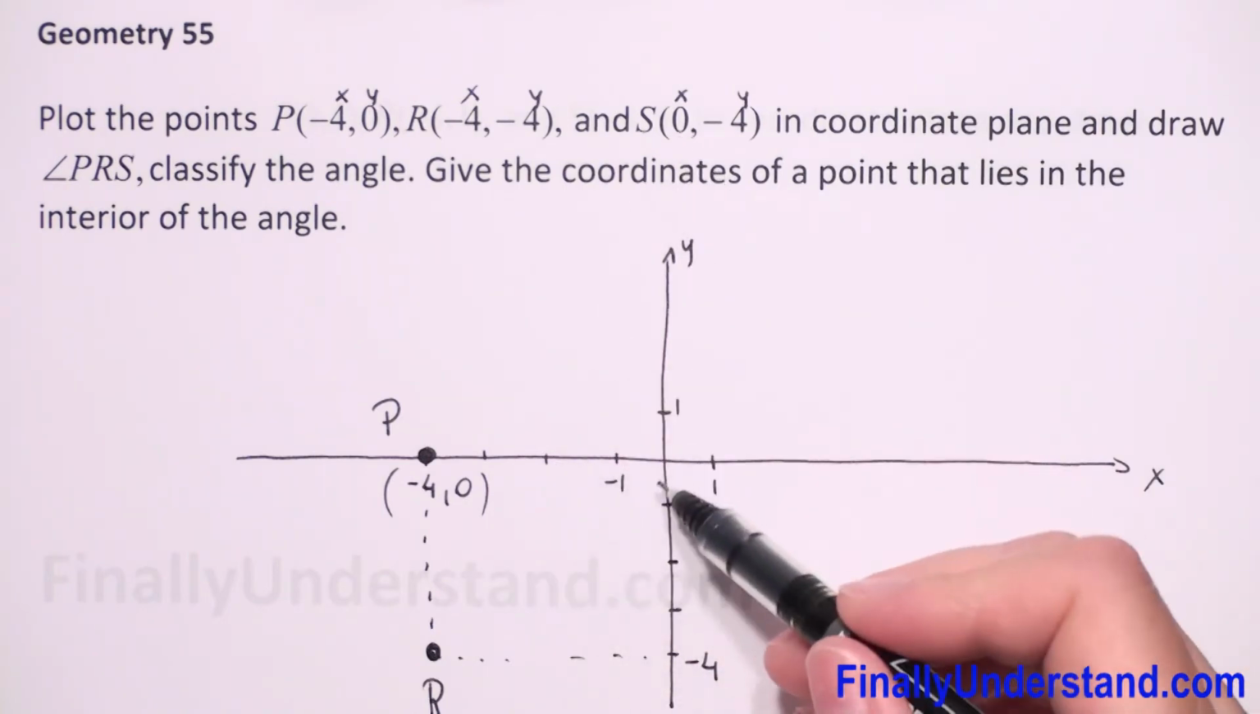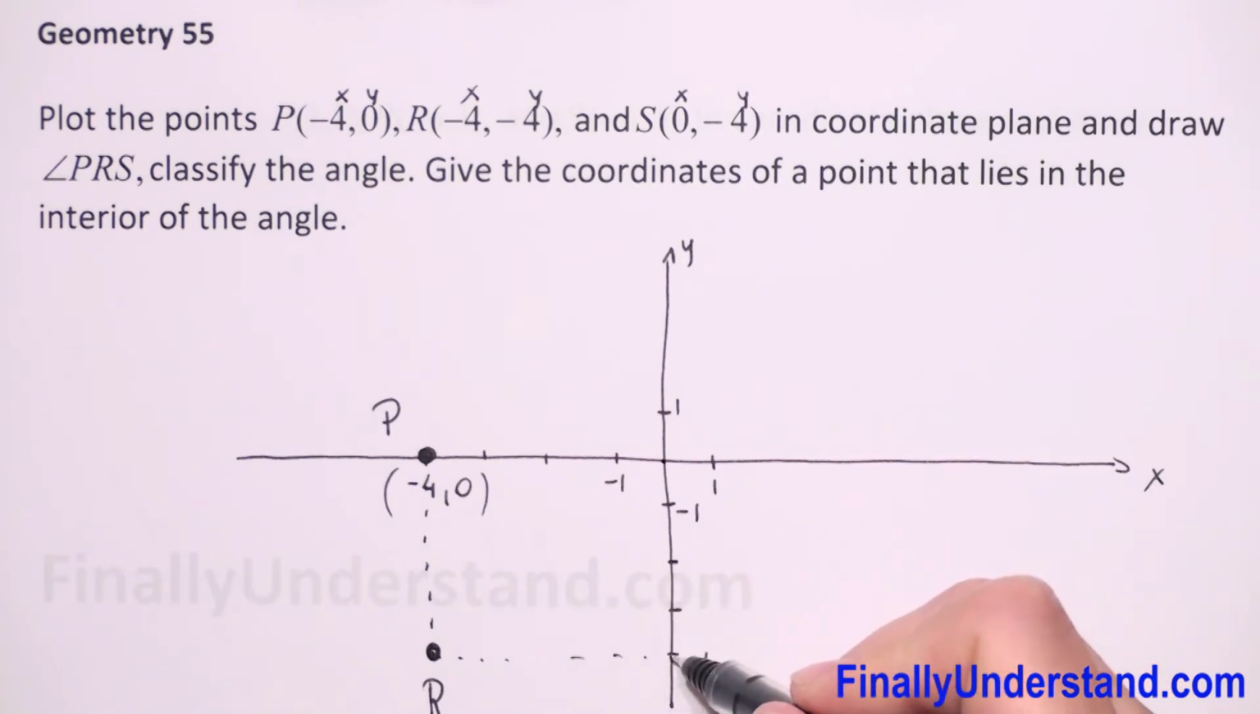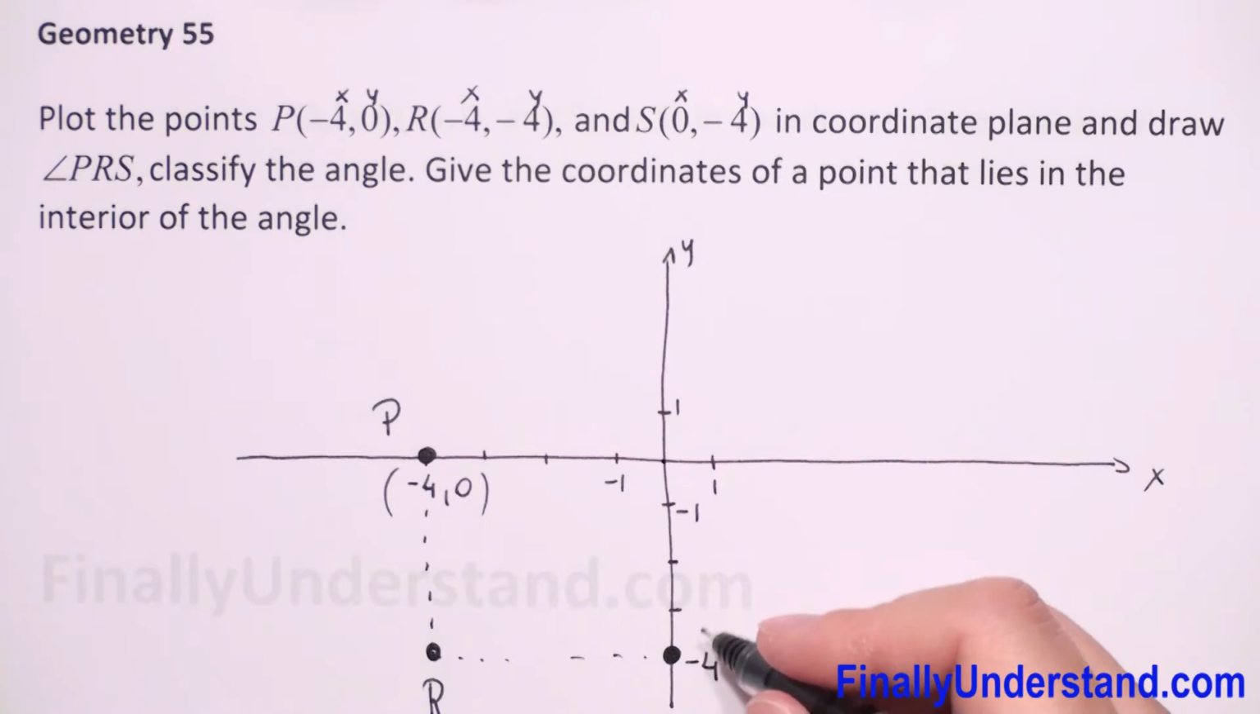Next we have to find S. X is 0 and Y is -4. So this point is on the y-axis. This is our S point.